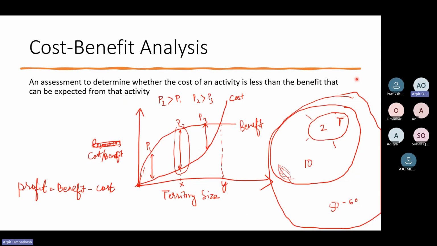We talked about cost-benefit analysis. So, for example, there's an assessment to determine whether the cost of an activity is less than the benefit that can be expected from that activity for a given organism. If, for example, you are maintaining a territory that is large, there's a much higher cost than maintaining a territory that is small. So the cost of maintaining a territory increases, whereas the benefit after some time becomes stable at a given point, because even if you have a very large territory, you can only run around and use so much of it. So basically, this tells you that the optimum territory size is the one where the difference between the cost and the benefit is the highest, or the profit is the highest.